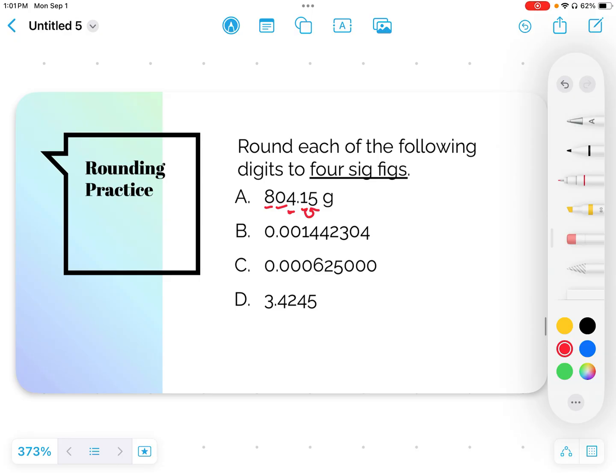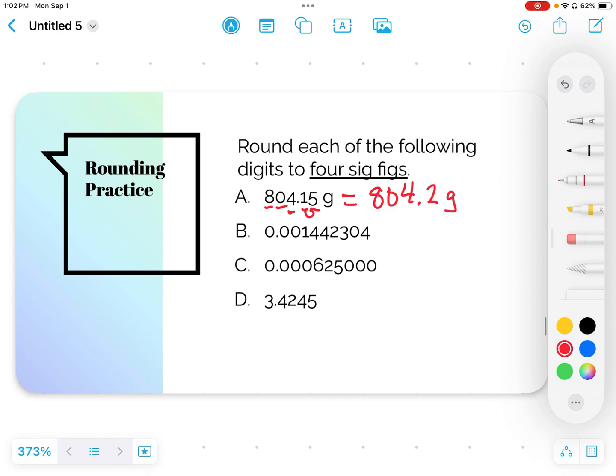I look behind. And a lot of times you'll see me draw the arrow to look behind. It's a 5. So 5 or higher, you go higher. So I get 804.2 grams.